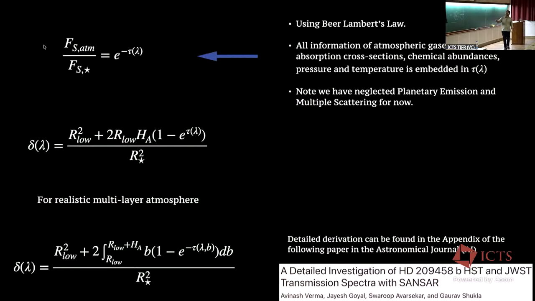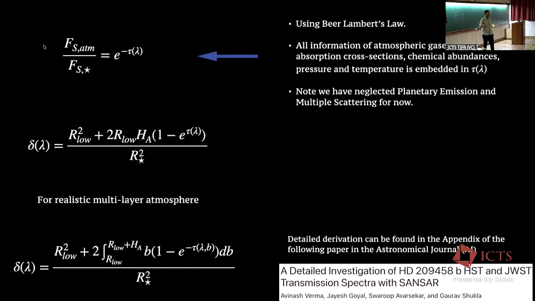So essentially, this will be equal to exponential minus tau. This is where that connection comes, and this is what we model. Using Beer-Lambert's law, Fs ATM by Fs star is equal to exponential minus tau, and we substitute this in, so we can calculate the transmission spectrum or transit depth as a function of wavelength. All the information of the atmospheric gases, their absorption cross section, chemical abundances, pressure and temperature, is embedded in this tau.